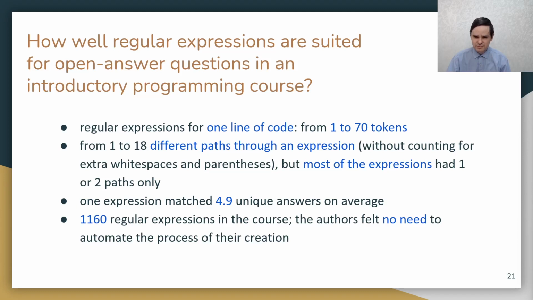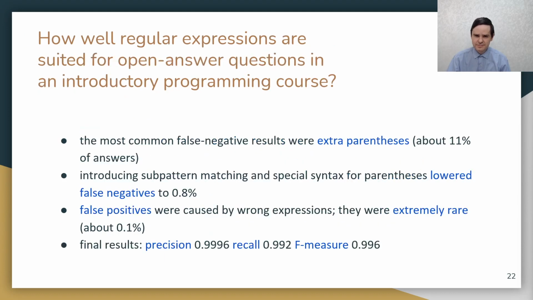The authors created more than 1,000 regular expressions to match program code. The process was straightforward and they didn't feel the need to automate it. The most common problem when using regular expression matching for answers containing program code is extra parentheses in expressions, which can be dealt with by using recursive subpatterns. This allowed us to achieve great precision and very good recall. The few remaining cases of wrong grading were dealt with by teachers manually.